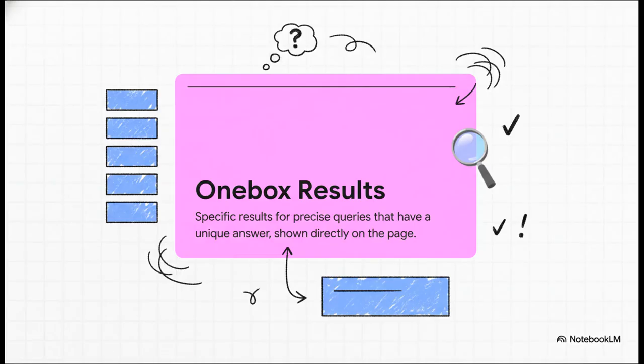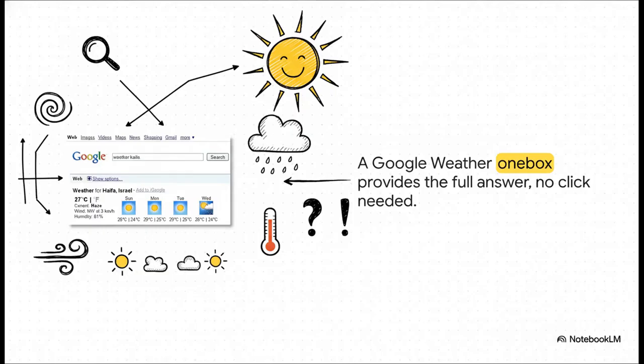You know, one of the biggest changes in search over the years has been this move away from just being a list of 10 blue links. For searches that seem to have a single factual answer, engines now use what are called one-box results. The whole goal is to give you the answer right there on the page, so you don't even have to click on anything. Here's a perfect example. You search for weather Haifa, and you don't just get a link to a weather website. You get the weather. Boom. The temperature, the conditions, the forecast, it's all right there. This is search evolving from being a directory of information into a direct answer engine.